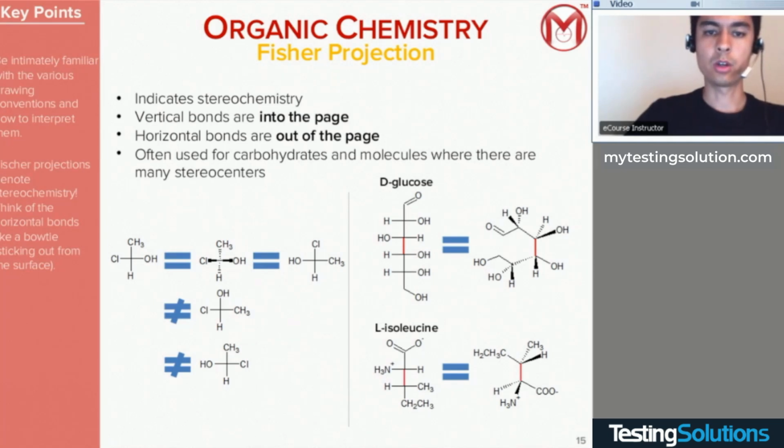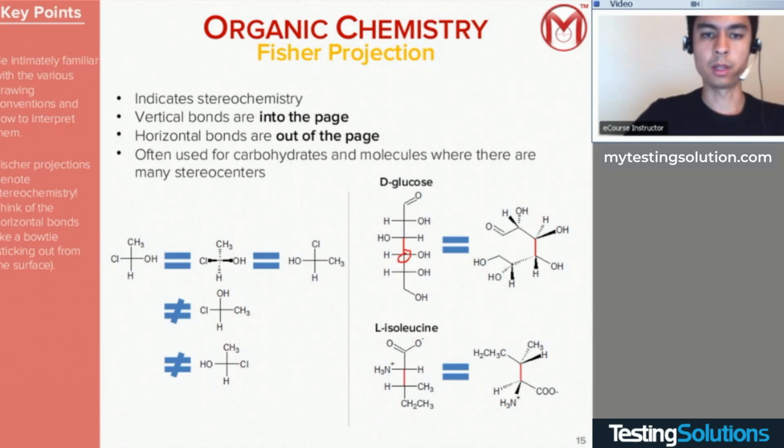When carbohydrates are drawn properly, the OH on the right means it's R. OH on the left means it's S. So this is R, S, R, R. Always. No matter what position it's in. Again, this is only true for carbohydrates drawn properly.